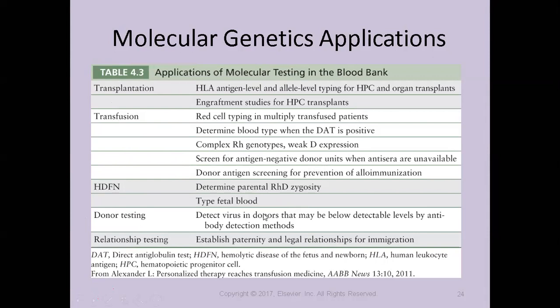Donor testing, when you donate a unit of blood, our local blood center, the American Red Cross, screens for HIV, hepatitis B, hepatitis C, West Nile virus, and they are looking for the DNA of those viruses. So that's a molecular test. And then, of course, the relationship testing. So molecular testing is making great strides these days.